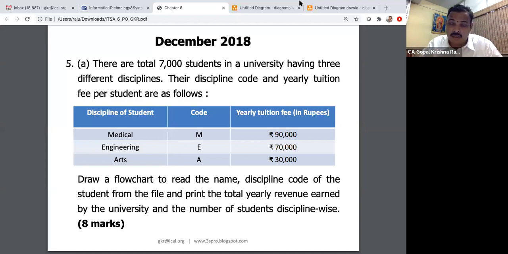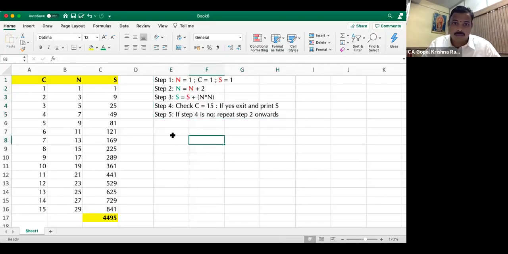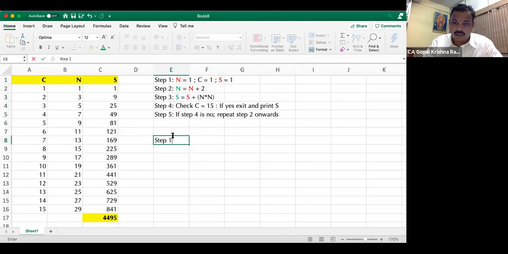In engineering, the number of students is E, and A is the arts. Let me first list the algorithm, then we will go for the flowchart. I'll put the steps here. Step 1: let M equal 0, that is medicine. E equals 0. To start with, the student counts will be 0 only. You have to check the student code, then add it. Then arts A equals 0.